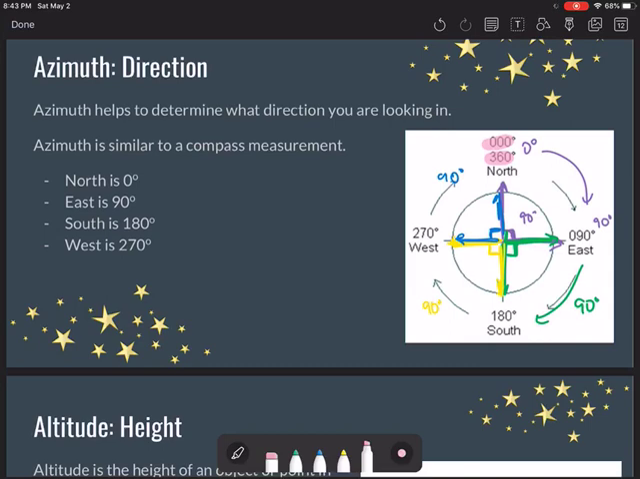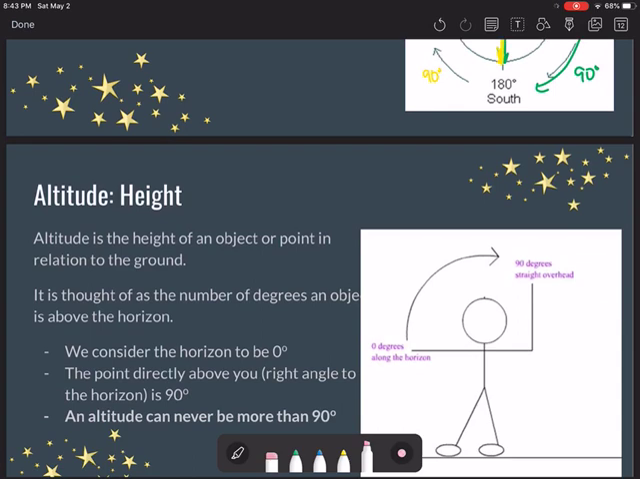So azimuth tells us what direction our body should be pointing. Should it be pointing north, south, east, or west along my horizontal plane? Altitude is referring to the height of the object in relation to the ground. So how high up am I looking? Am I looking straight along the horizon? Am I looking straight up above me? Or am I looking at some sort of angle between the two? Okay.